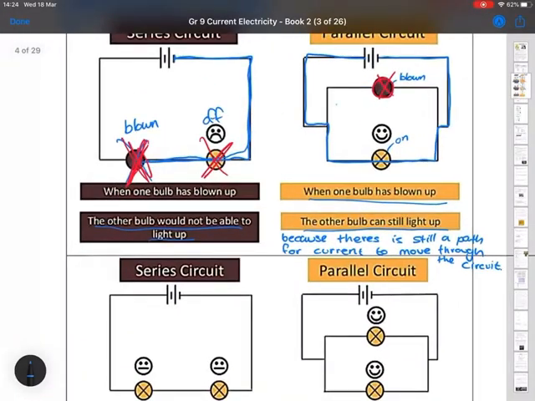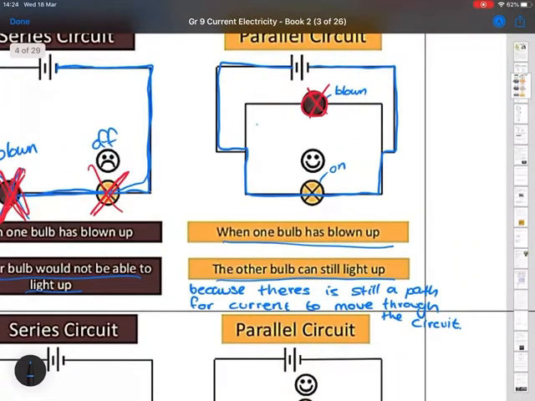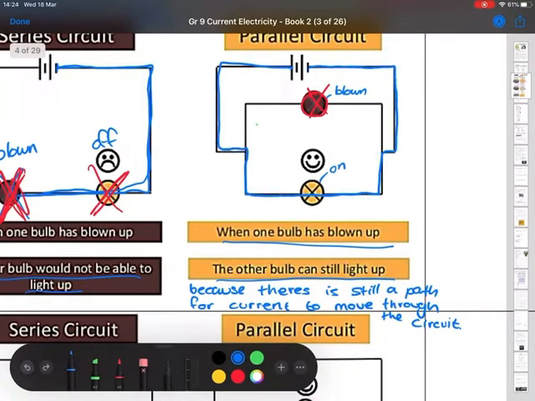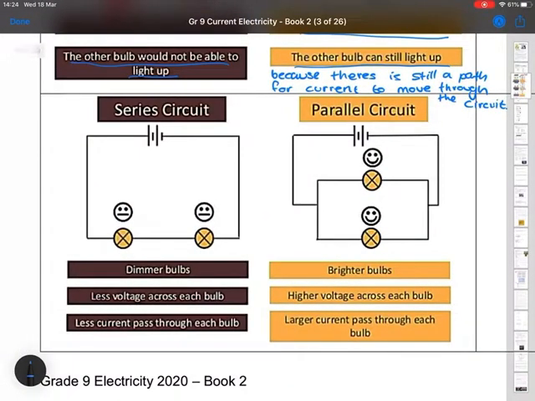So in a series circuit, if one component fails and there was only one path for current to take, this was the one path. If that path gets broken, then no current will flow. So both bulbs will be off. In a parallel circuit, if one bulb's blown, there's still another path for current to take, and so the bulb in that path will light up because there is still a path for the current to move through the circuit.